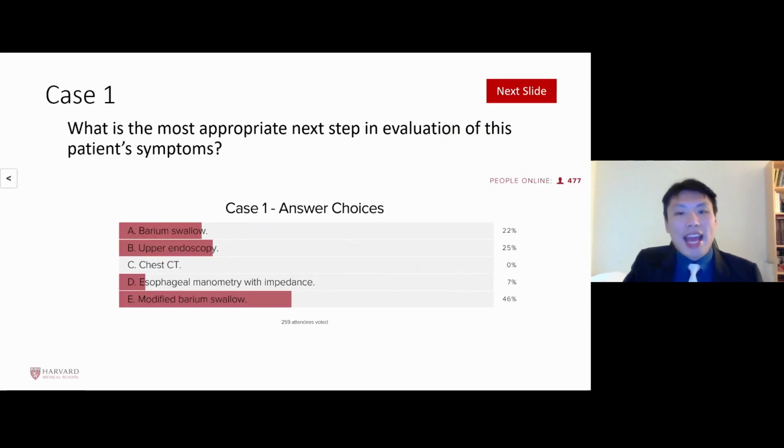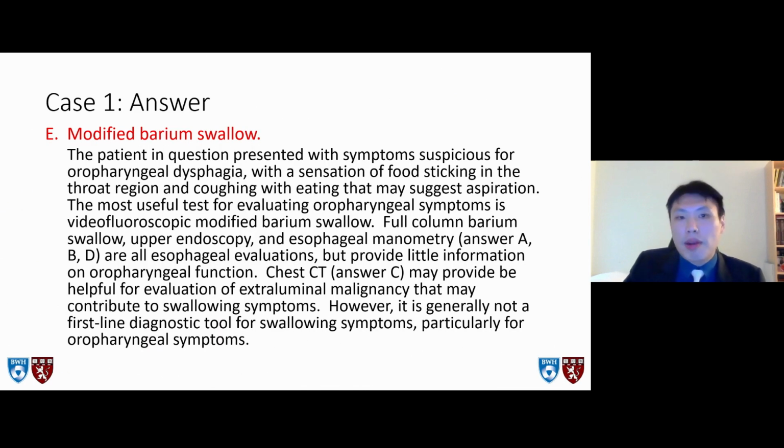So going back to the case, if you remember, the patient came in with a lot of oropharyngeal symptoms. She felt like the food was getting stuck in her throat region, and she was also having a lot of coughing with eating, which makes us suspect an oropharyngeal dysphagia, or oropharyngeal etiology of her swallowing symptoms. So a modified barium swallow will be the best modality in evaluating for oropharyngeal dysphagia.